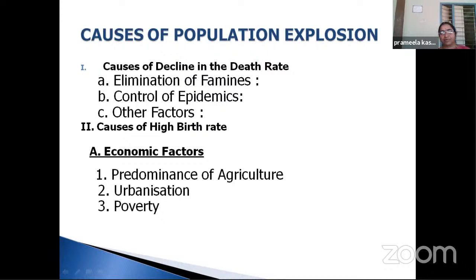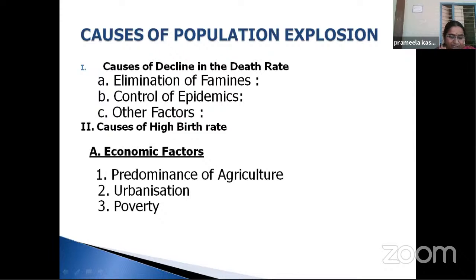concept and causes of population explosion. Already we know that in the Indian economy, the population was very high. So if we go to the concept of population explosion, this concept was introduced by Robert Malthus. Malthus was famous for the systematic principle in case of population estimates.